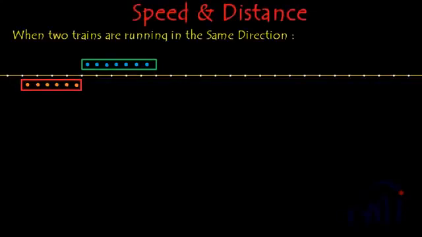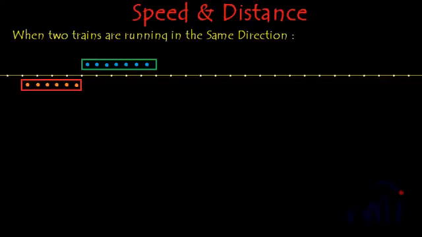Hi, so today we are learning one more concept related to speed and distance. In this concept, we have two trains. They are trying to cross each other completely, right? Since a train is a long vehicle, we have to consider their lengths also. And there can be two cases of such problems.